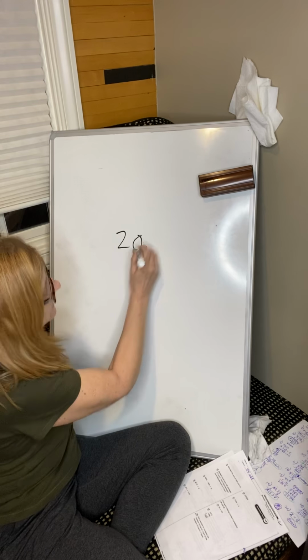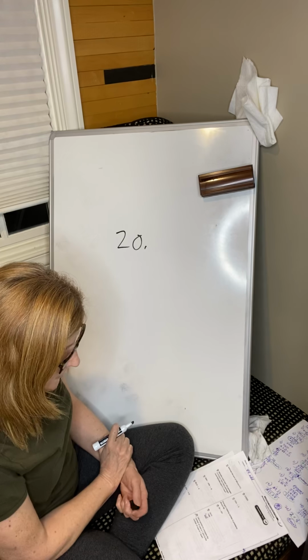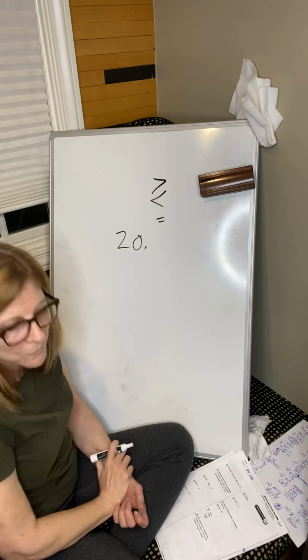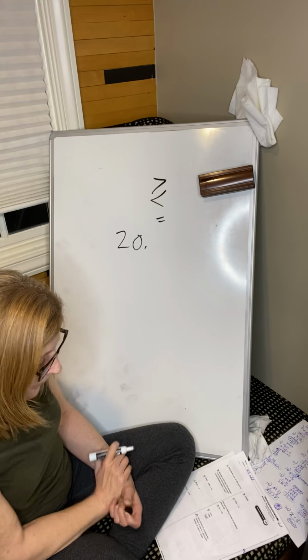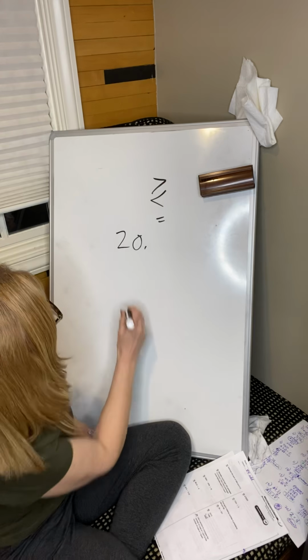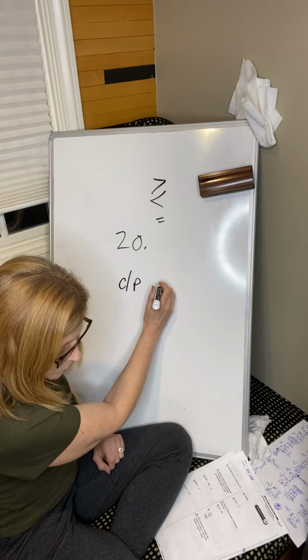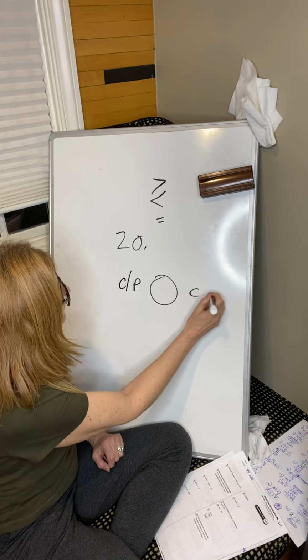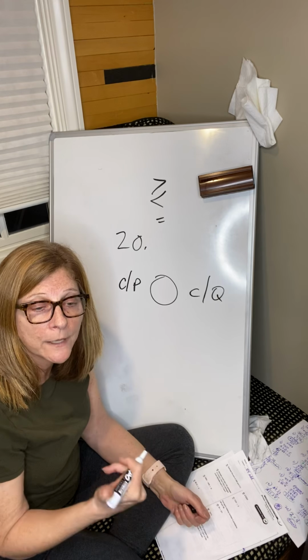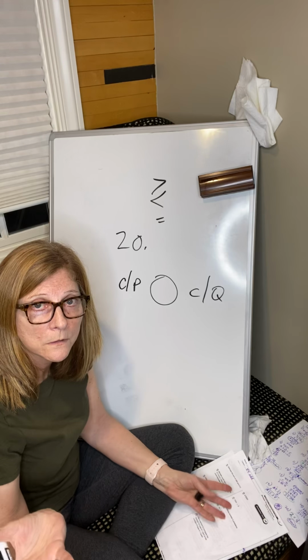Number 20. Use a symbol, and that's going to be greater than, less than, or equal to, a symbol to compare the number of cups in a pint to the number of cups in a quart. So for this problem, you're going to need to know your gallon, pints, quarts, ounces.